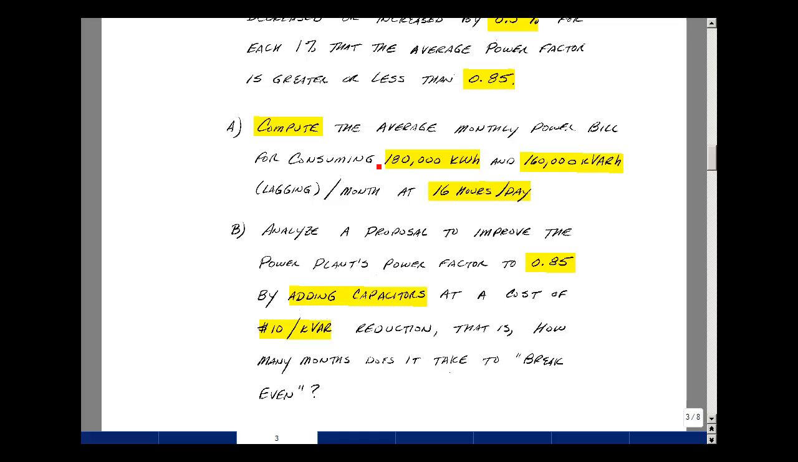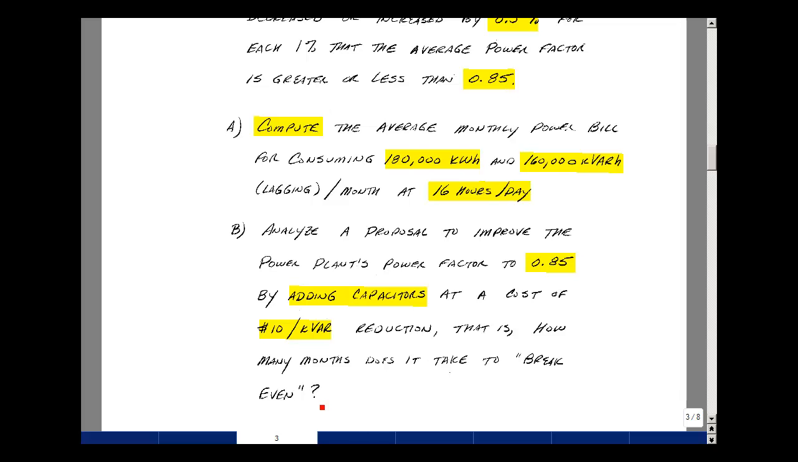Let's calculate the average monthly bill for consuming 180,000 kilowatt hours and 160,000 kilovar hours lagging per month for 16 hours a day. Now let's analyze a proposal to improve the power plant's power factor to 0.85 by adding capacitors at a cost of $10 per kilovar. That is how long it would take for us to break even. Maybe there's a footnote here.